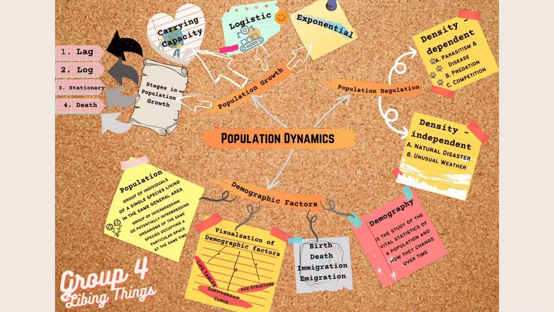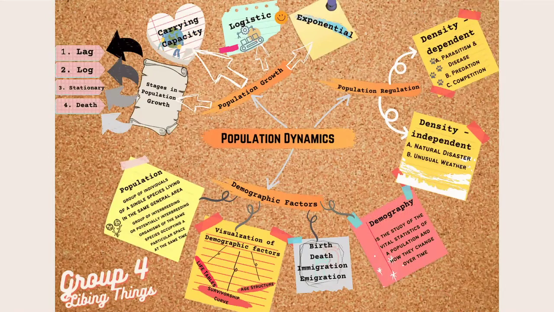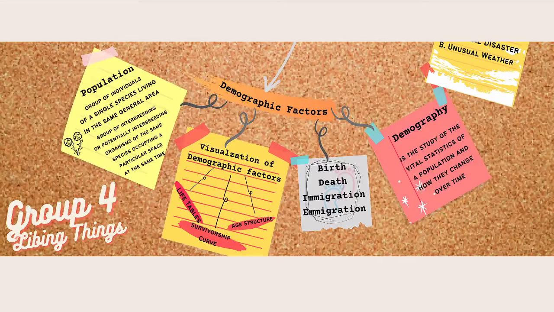Population dynamics can be divided into three main points: the demographic factors, population growth, and population regulation. Demographic factors are the data and statistics responsible for influencing the growth or depletion in a given population. Under demographic factors are population, demography, birth, death, immigration, emigration, and visualization of demographic factors. Let's find out what these terms are.